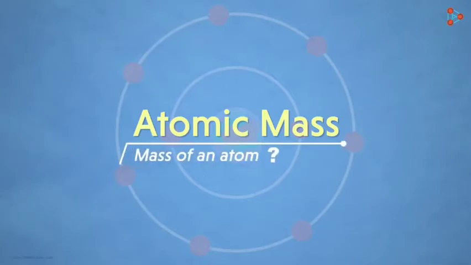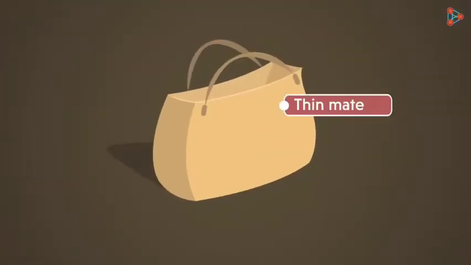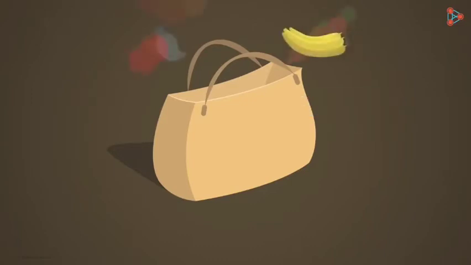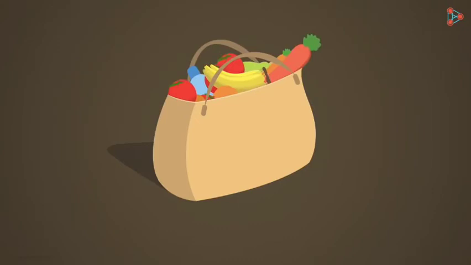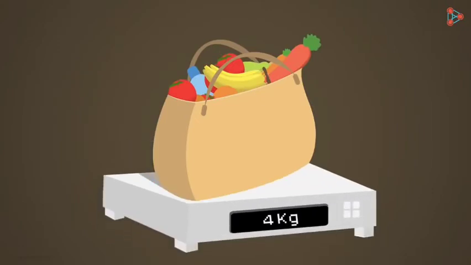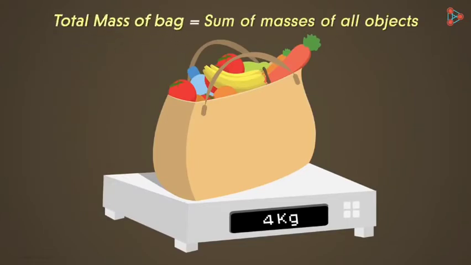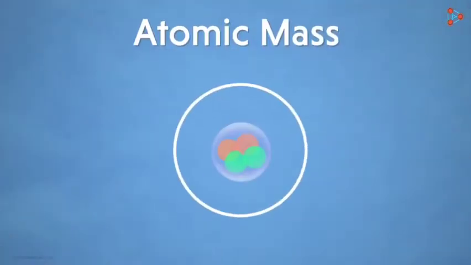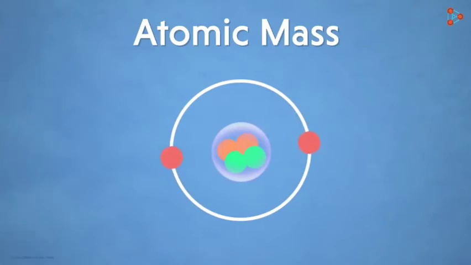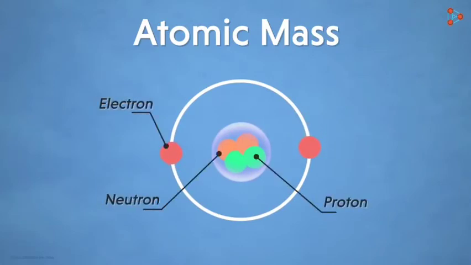But how does it get determined? Imagine we have a bag which is made up of extremely thin material. So thin that it almost does not have any mass of its own. Now we fill this bag with some stuff inside. If this bag is placed on a weighing scale, then can we say that the total mass of the bag will be the sum of the mass of all the objects inside it? Absolutely. Similarly, the mass of an atom can be calculated with the help of the subatomic particles in it.